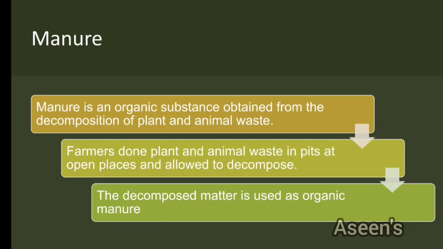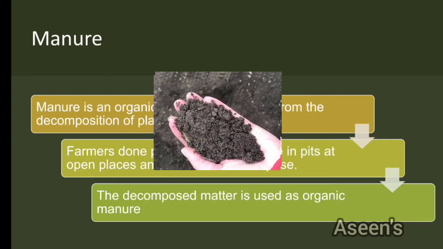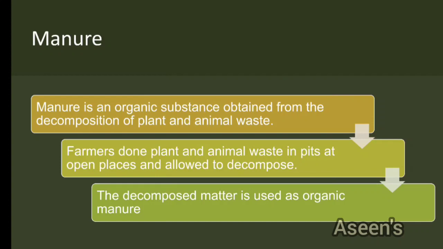To make manure, animal and plant waste is decomposed. So it could be the entire animal as well as the plant. Whatever discarded plant waste or animal waste we have, everything can be put together and allowed to decompose over a period of time. Once it's completely decomposed, whatever product is left behind, the decomposed matter, is nothing but the manure for our growing plants.